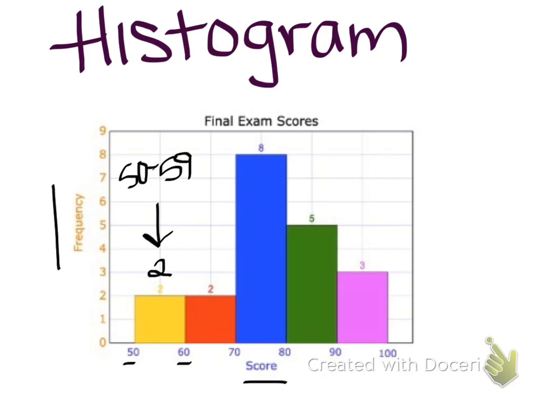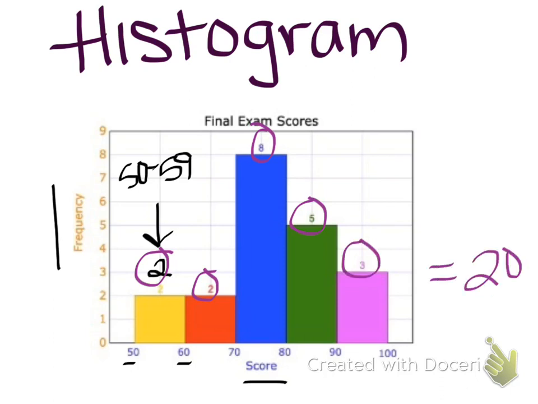Things like that. Again, I could ask you how many total people were surveyed, in which case you would need to take 2 plus 2 plus 8 plus 5 plus 3 to get the total, which is 20. And from there I could ask you for some percentages. So I could say, what percent of people scored between an 80 and a 90? So right here. In that case you would need to take 5 over 20 and then multiply that by 100 to turn it into a percentage.